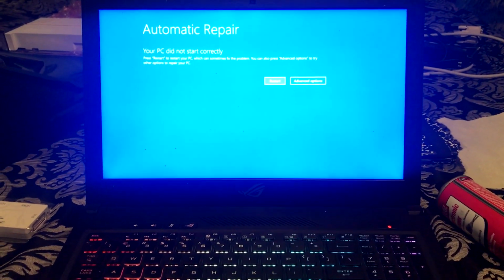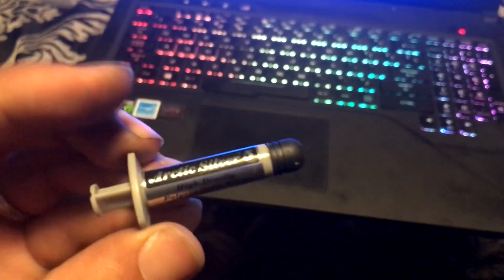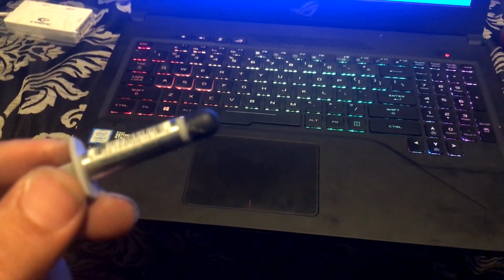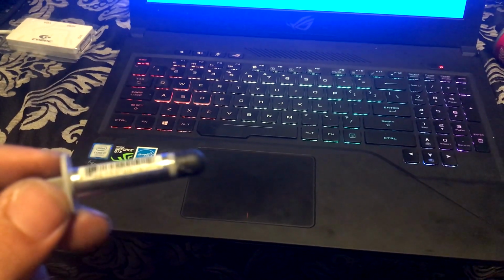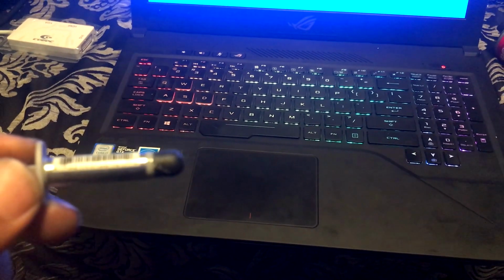So I just went back in, opened it up. There was way too much thermal paste. So Arctic 5, of course, the good stuff. I applied it. What I did is I just put a blob in the center, and I spread it out thinly all around to cover the whole area.